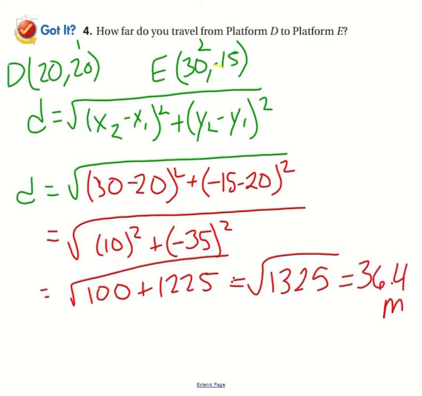D to E should be 36.4 meters right there. Pause the video if your answer did not agree with mine. You can go back, check my work, check your work, and find where we disagree. And that is the end of section 7 of chapter 1 of geometry.